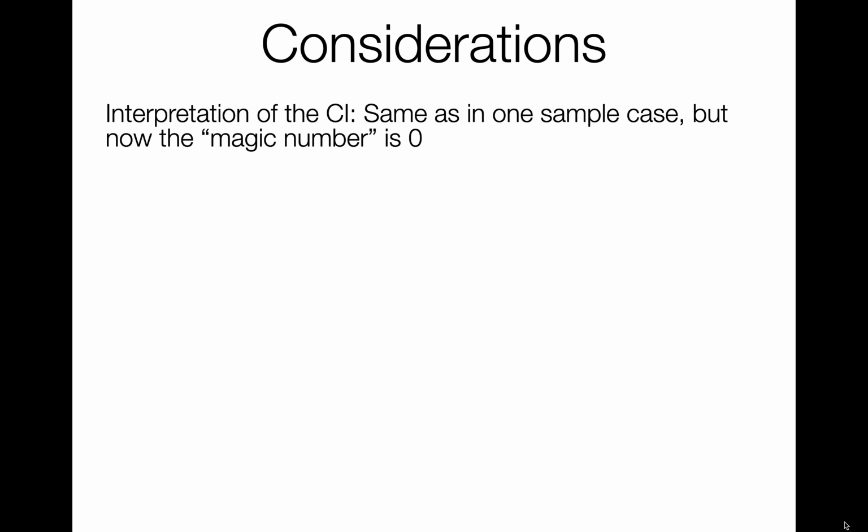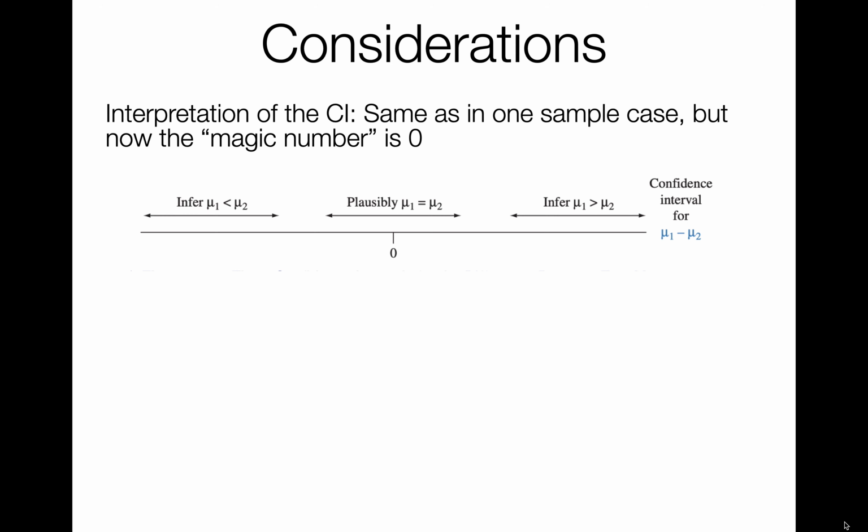All right, so special considerations for these confidence intervals, and this really moves over to the hypothesis tests as well. The interpretation of the confidence interval is the exact same as the interpretation of the one sample case, but now the quote-unquote magic number is 0. I talked about this before, that a difference of 0 means no difference, and then greater than and less than imply some direction. Here's a nice graphic that the book provides that talks about what you'd infer about a confidence interval.